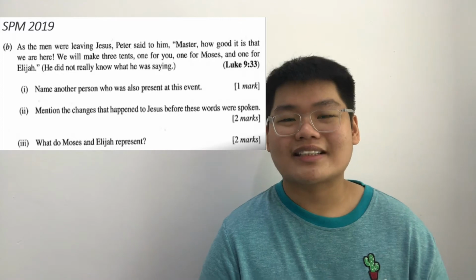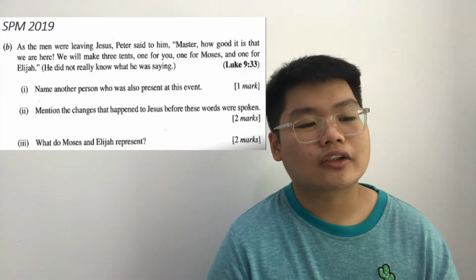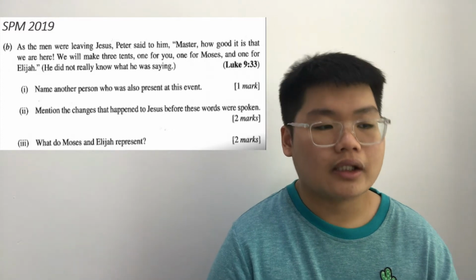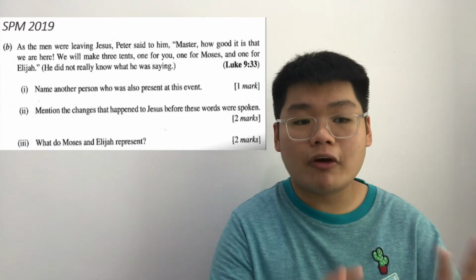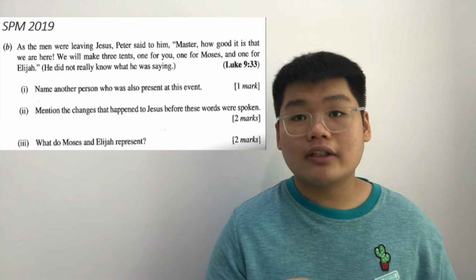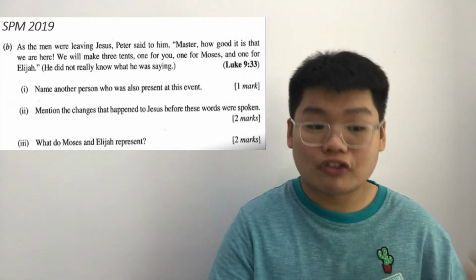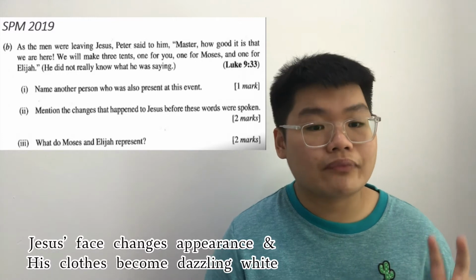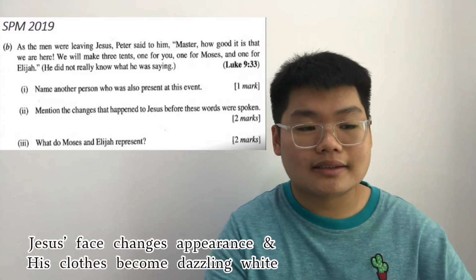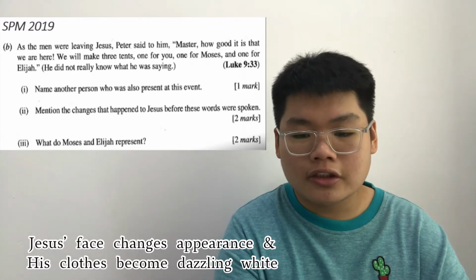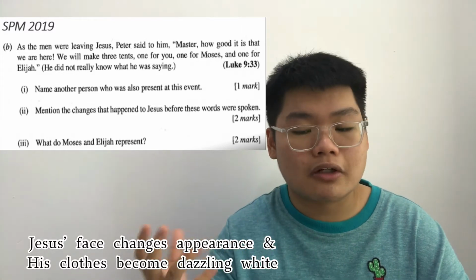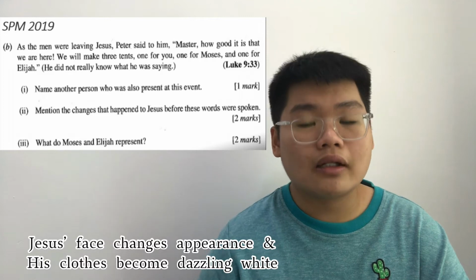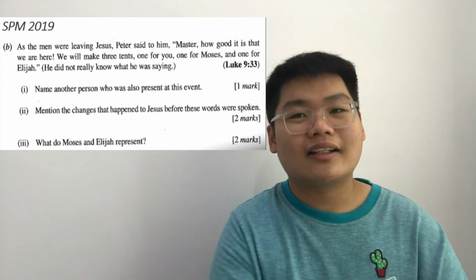Okay, so let's look at the second question. Mention the changes that happened to Jesus before these words were spoken. Before Peter actually said this, there were some changes to Jesus. Jesus' face changed appearance and his clothes became dazzling white. This is the answer for the second question. So face changes appearance will give you 1 mark, and his clothes become dazzling white will give you the second mark.